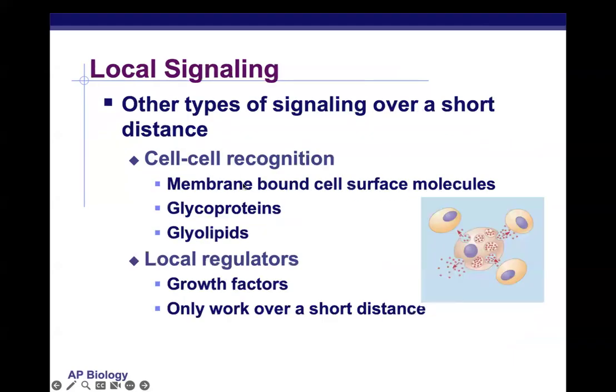All right, now on the next scale bigger, maybe two cells are not directly next to each other, but they're in the same area of the body. They're in the same type of tissue. So, for example, one muscle cell to another muscle cell, or one liver cell, hepatocyte, to another hepatocyte. They're not next to each other, but they're the same type of tissue and the same general area. This is an example of local signaling over a short distance.